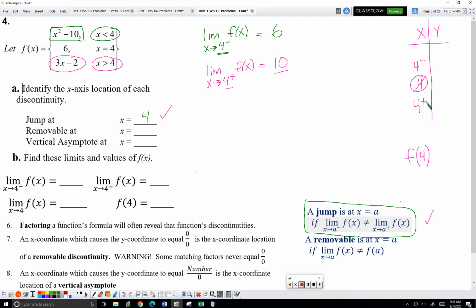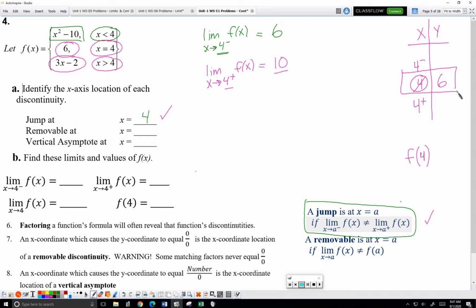So even though this one, as Stockton said, when x is 4, y is exactly 6, this right here has absolutely 0 to do with whether there's a jump or not. It's all about the left limit and the right limit.